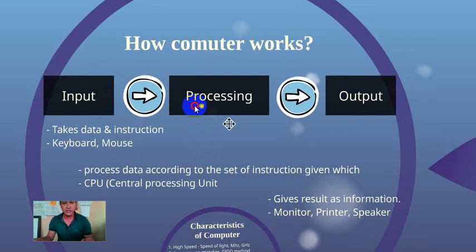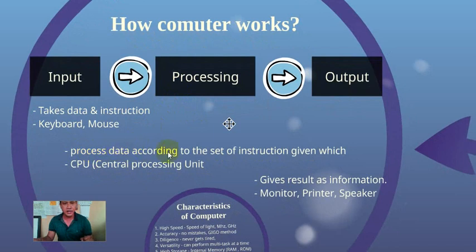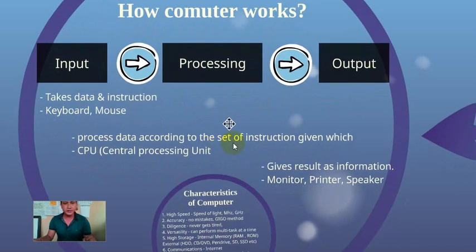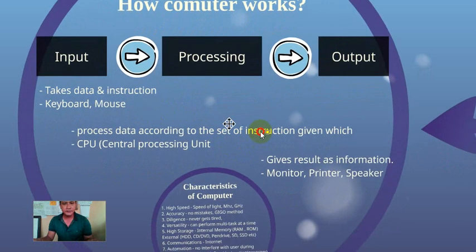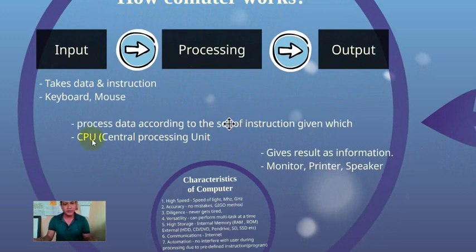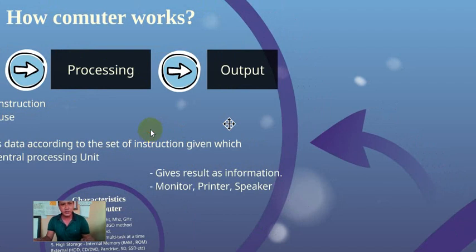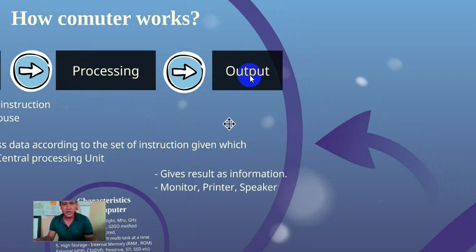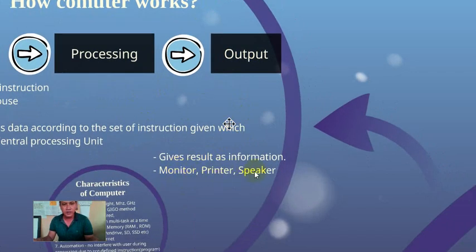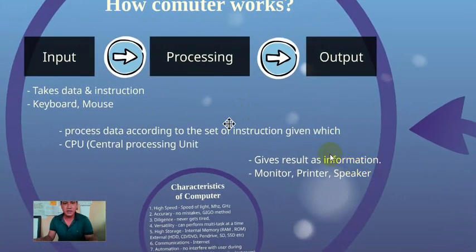Another is processing. Whenever the computer takes input from keyboard and mouse, it needs to do the processing, and that is the CPU, processing data according to the set of instructions given. Through where will it be done? The CPU, central processing unit. After processing is done, it will give you the output through the monitor, printer or speaker. It gives the result as information. Information is always the processed one.